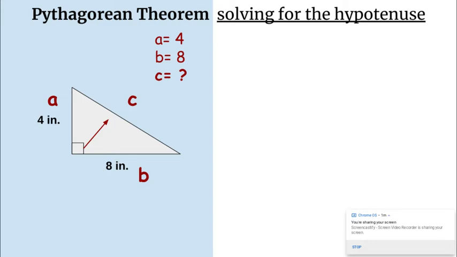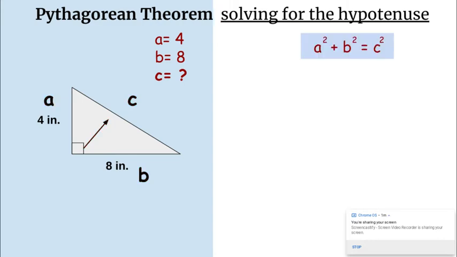Okay, so let's get started. The most important part of Pythagorean theorem is our formula. This is something that you'll need to know. The formula is a squared plus b squared equals c squared. Please write that on your paper.